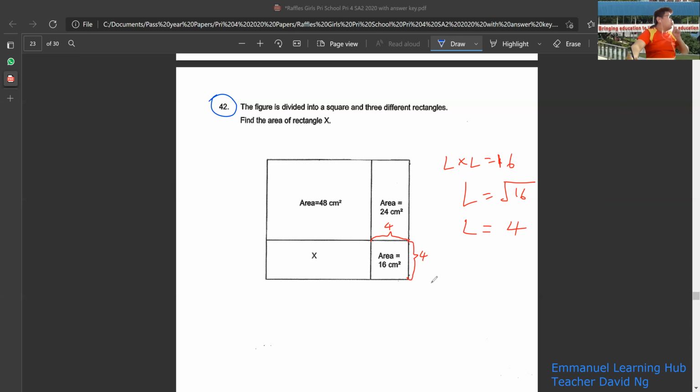Okay, don't worry about what you say. 4 times 4 is 16. Or you have to brush up where your multiplication timetable is very bad. Now, if you know this length is 4, tell me what's the length here?